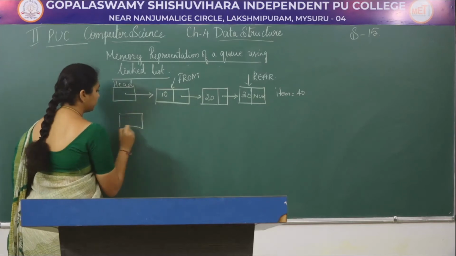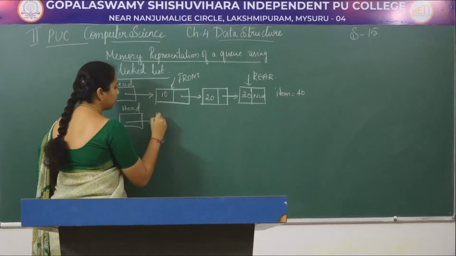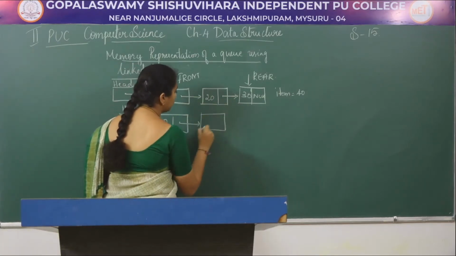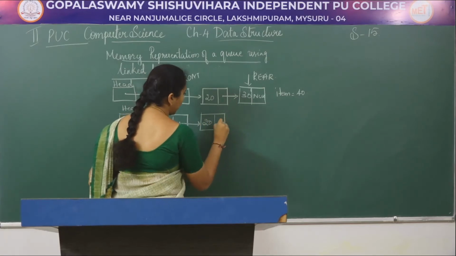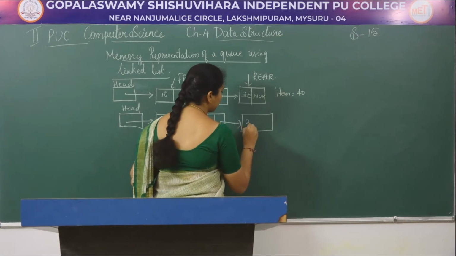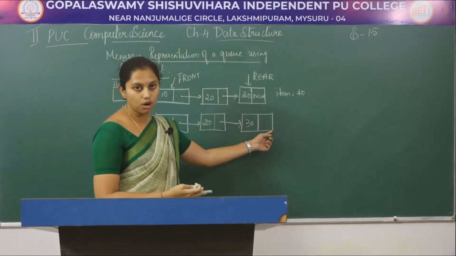So first, this head pointer contains the address of the first node, and this node contains the address of the next node, and this contains the address of the last node. So after this node I have to insert an item called 40.